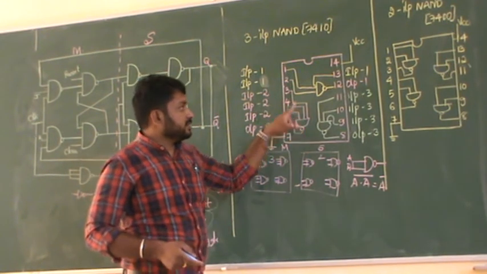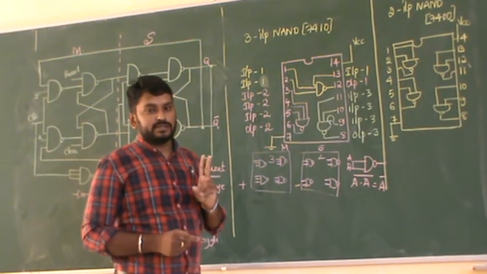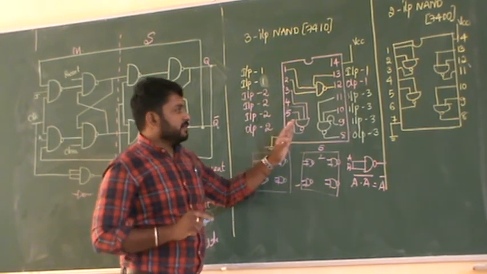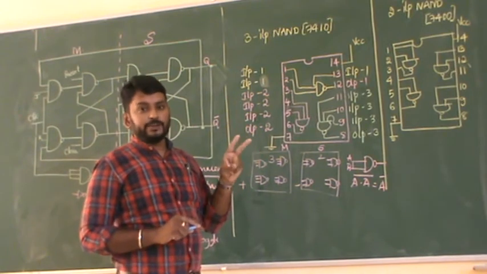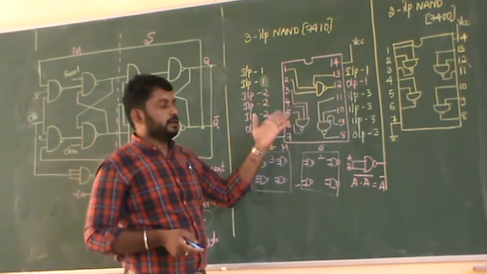In one IC you will use 3 NAND gates, and in the other IC using only 2. The third one will get wasted, meaning you will not use anything. That's all. So for the first IC you will be using all 3, and in the second IC you will be using any 2. Either you will use this yellow and green or yellow and pink or green and pink, anything.